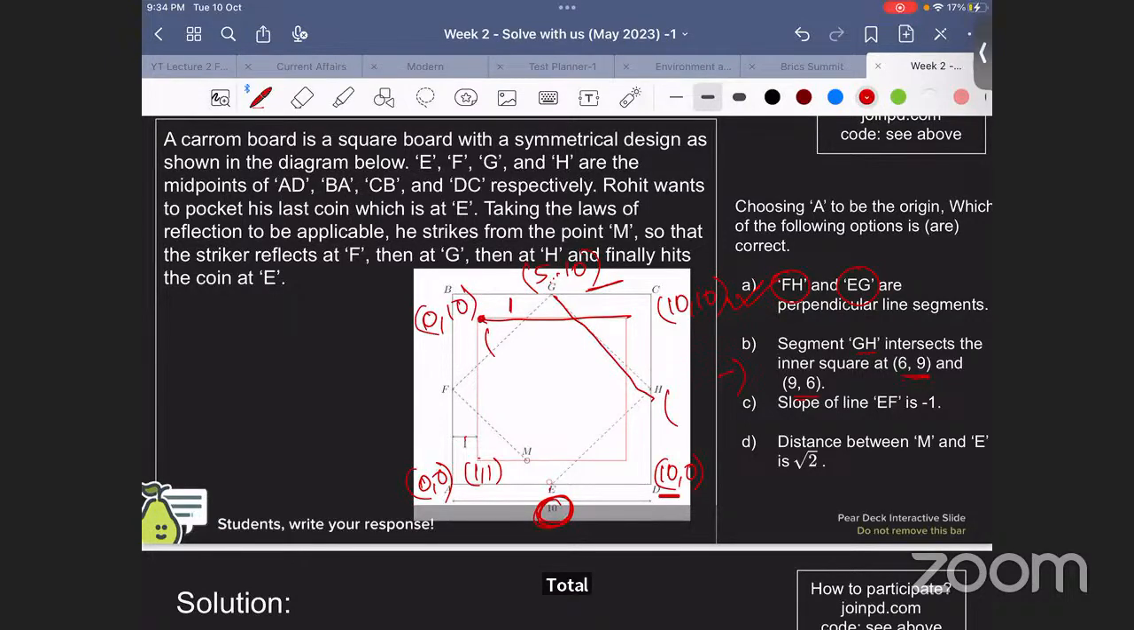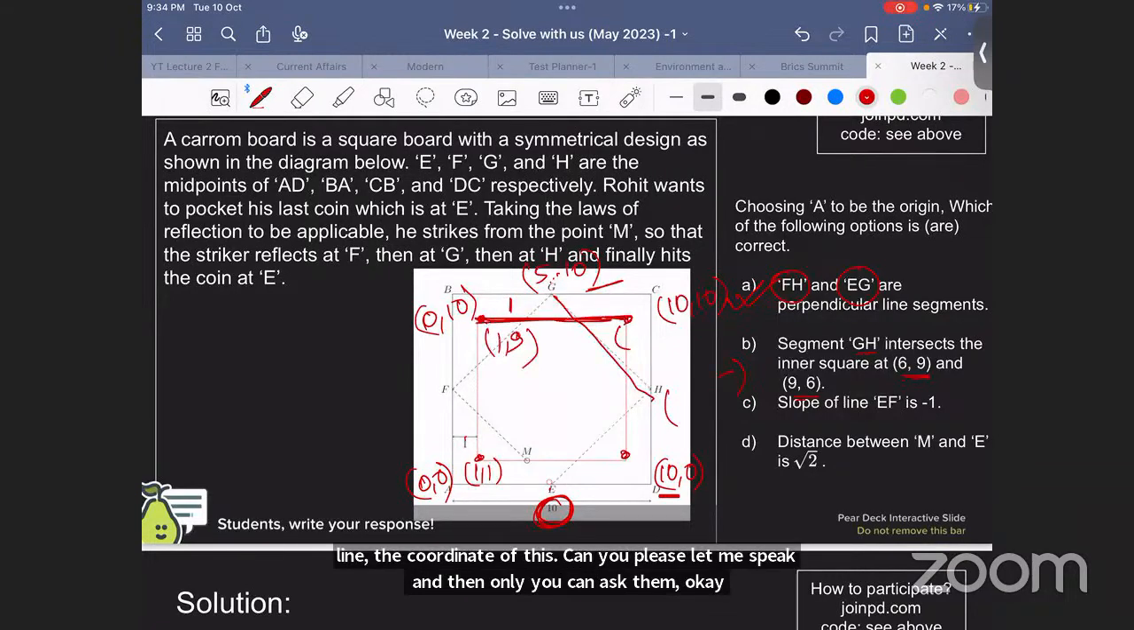1,9. Correct. So 1,9, right? Similarly, you can get all the data points. So you can get this data point also, this also, this also. So you have the coordinate of this. Can you please let me speak, and then only you can ask. Okay. So you have this data point.